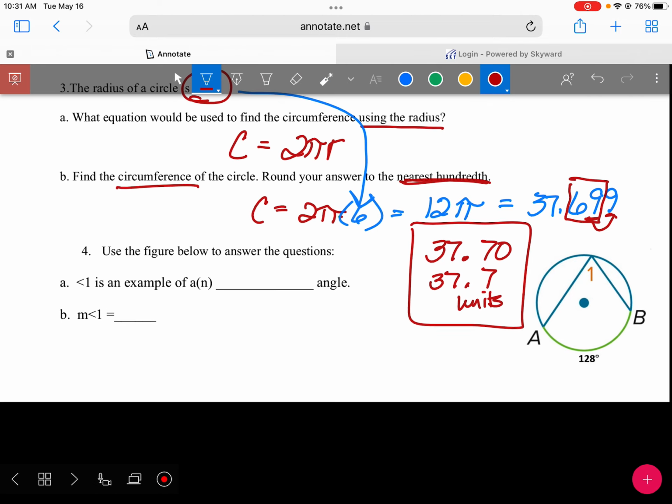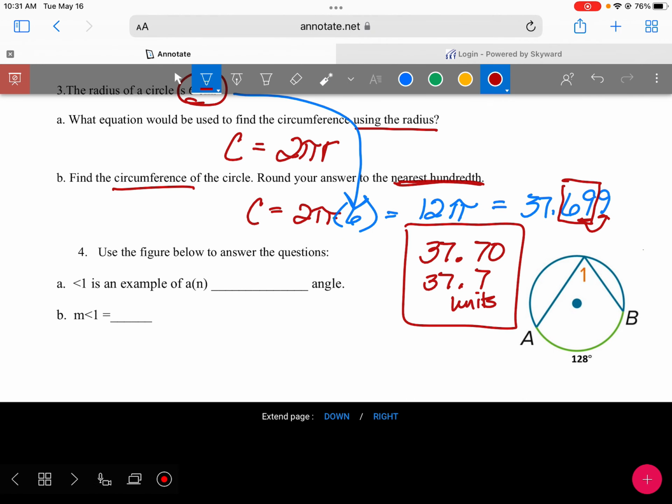While we're here, number 4. Angle 1 is an example of what kind of angle? Obtuse. Right. It's a right angle. That's really not obtuse. Central. No, it is not at the center. What's the other word? Inscribed. That's one right there. It is inscribed.